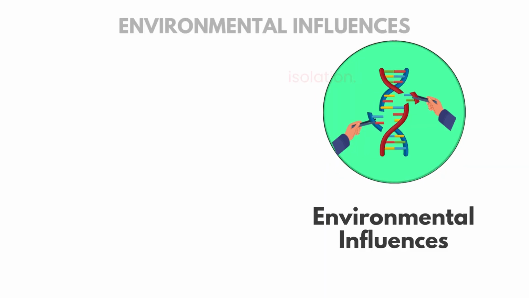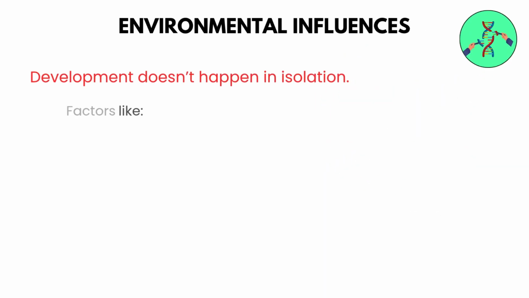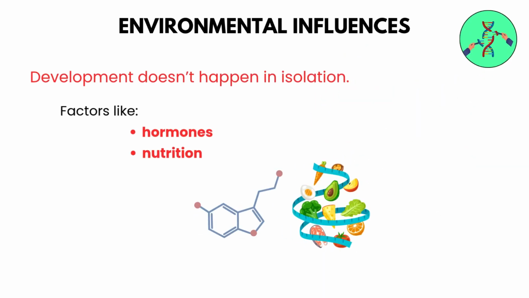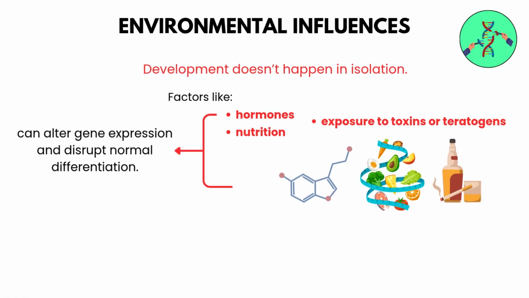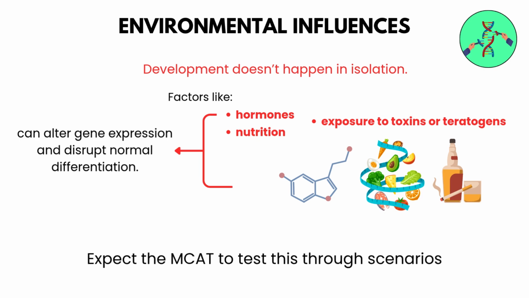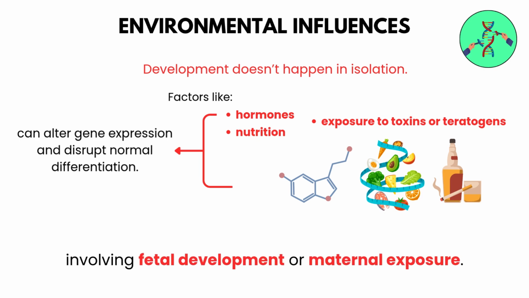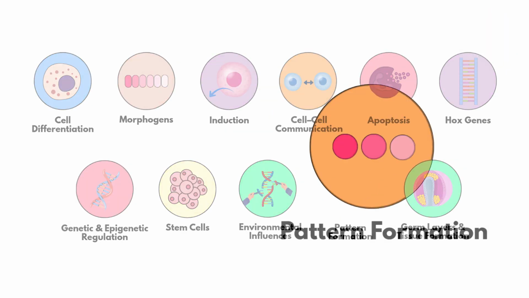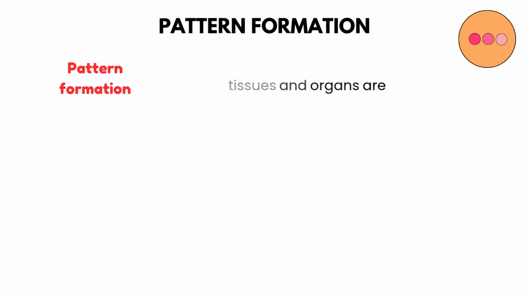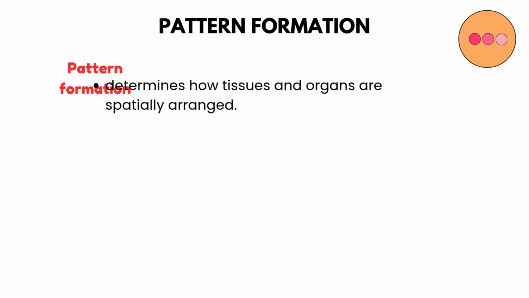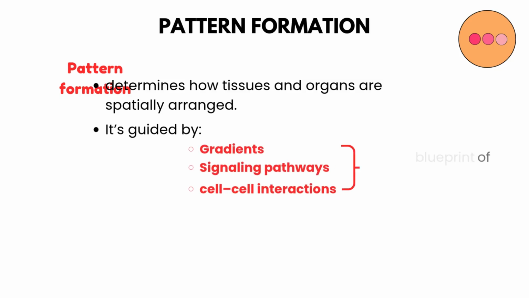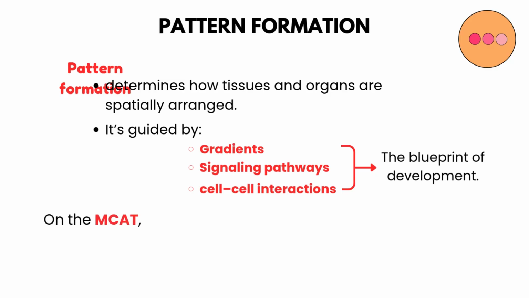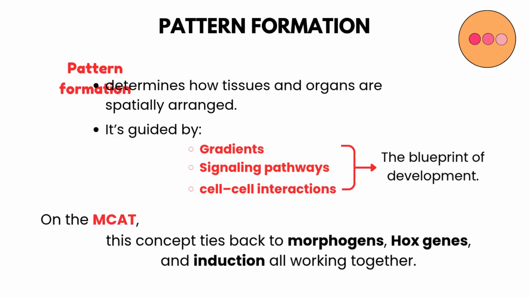Environmental influences. Development doesn't happen in isolation. Factors like hormones, nutrition, and exposure to toxins or teratogens can alter gene expression and disrupt normal differentiation. Expect the MCAT to test this through scenarios involving fetal development or maternal exposure. Pattern formation. Pattern formation determines how tissues and organs are spatially arranged. It's guided by gradients, signaling pathways, and cell-cell interactions, the blueprint of development. On the MCAT, this concept ties back to morphogens, Hox genes, and induction all working together.